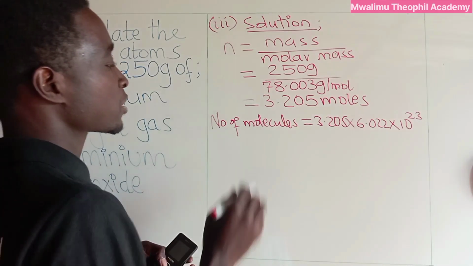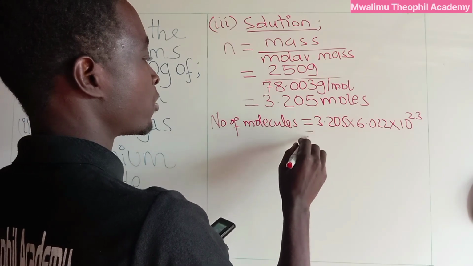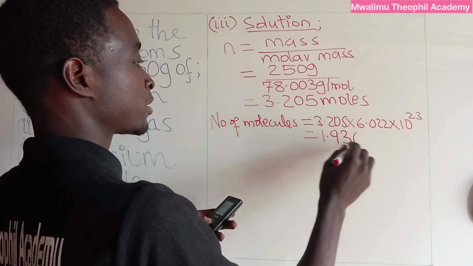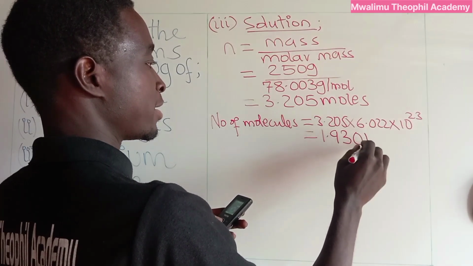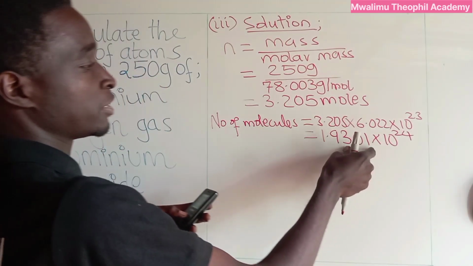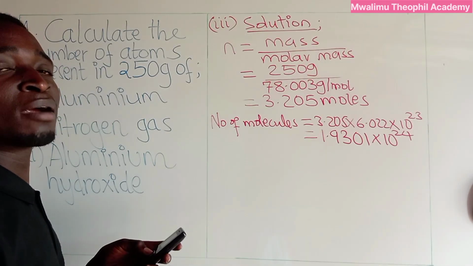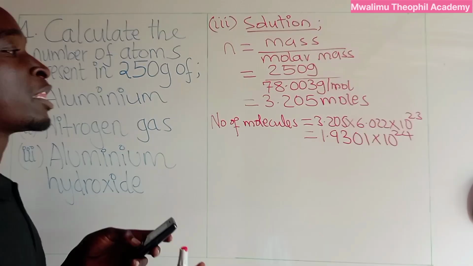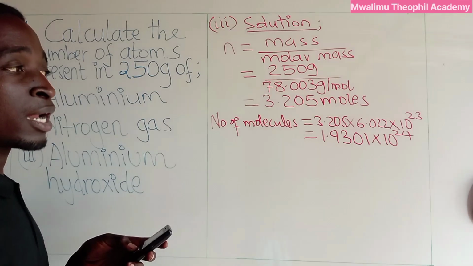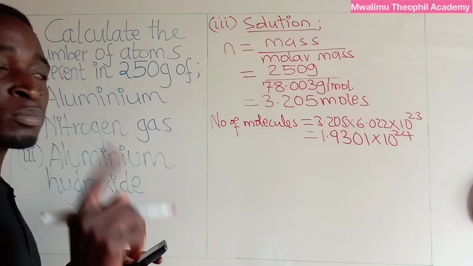Now, let us compute this. When you multiply this, you get the number of molecules is equal to 1.9301 times 10 raised to 24. This is the number of molecules present in 250 grams of aluminium hydroxide. The next step is to convert these molecules into atoms. Now, to do this, you have to know the number of atoms present in each molecule.